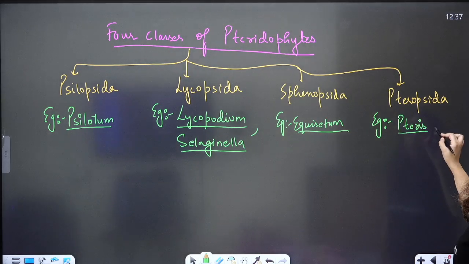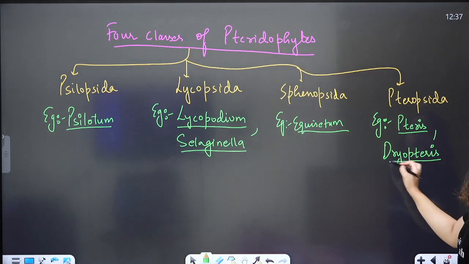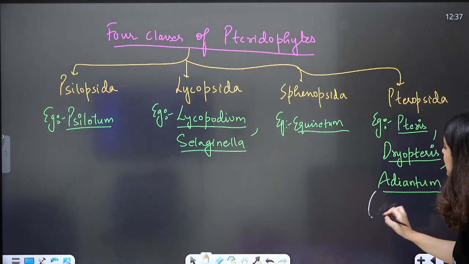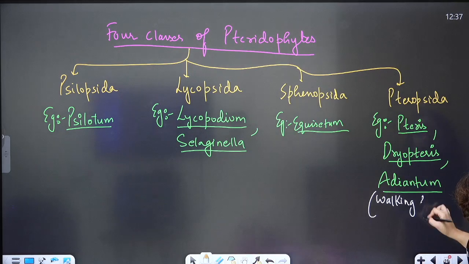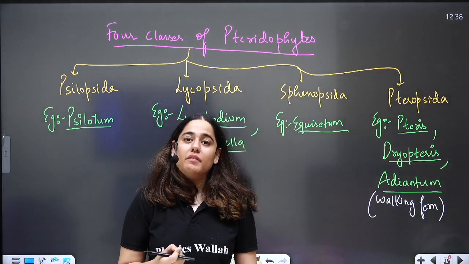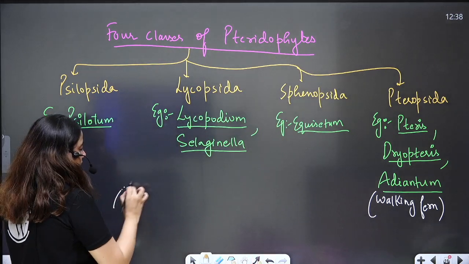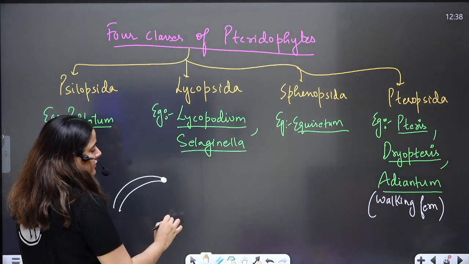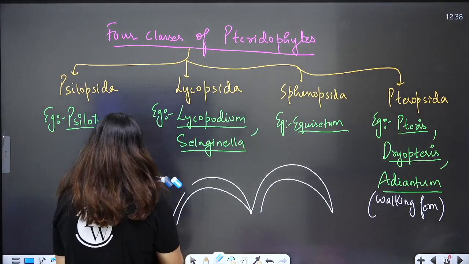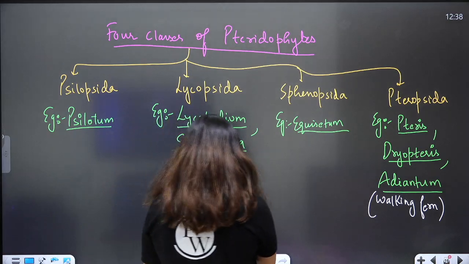Basically, ferns come under Pteropsida, and Dryopteris and Adiantum. Adiantum is also known as walking fern. Why do we call it walking fern? Because on the tip of the leaf of Adiantum, a bud is present. So whenever that tip touches the ground, a new plant is formed. So it looks like this. They have a bud over here. Whenever this bud touches the ground, a new plant is formed. That's why it looks like they are walking. Actually, they are not walking. Every time their leaf tip touches the ground, a new plant is formed. That's why Adiantum is known as walking fern.